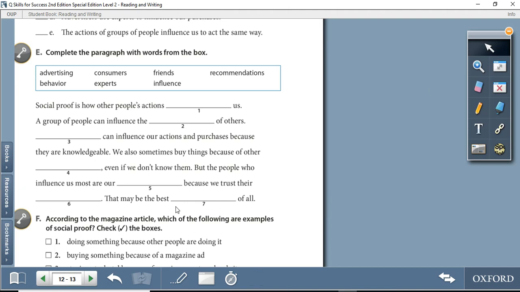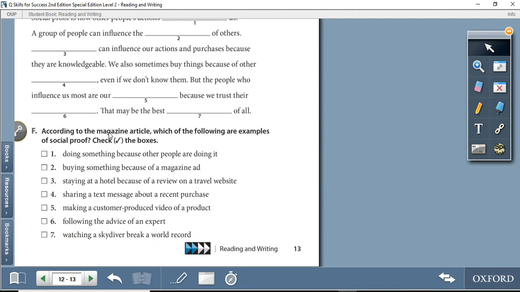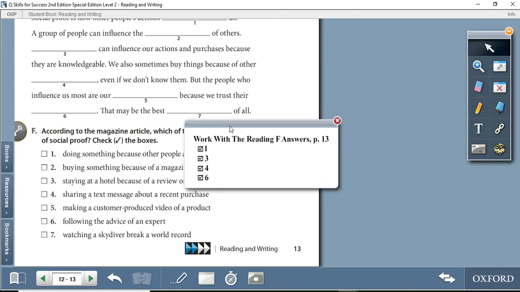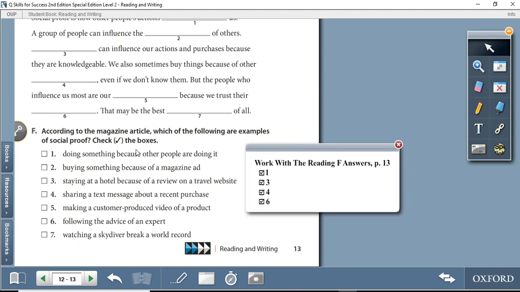Moving on to activity F. According to the magazine article, which of the following are examples of social proof? So you check the examples of social proof. And the right answers are: check number 1, doing something because other people are doing it. Check number 3, staying at a hotel because of a review on a travel website. Check number 4, sharing a text message about a recent purchase.